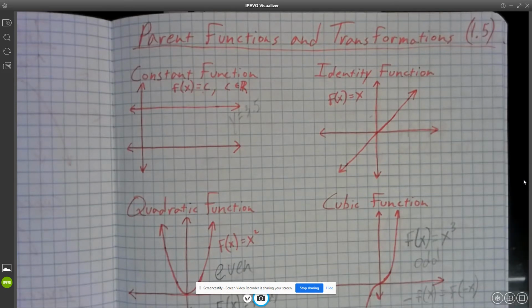Going to talk about parent functions and transformations. This is from section 1.5. And most of these parent functions you should have already seen, I'm sure. But let's go ahead and go through them.